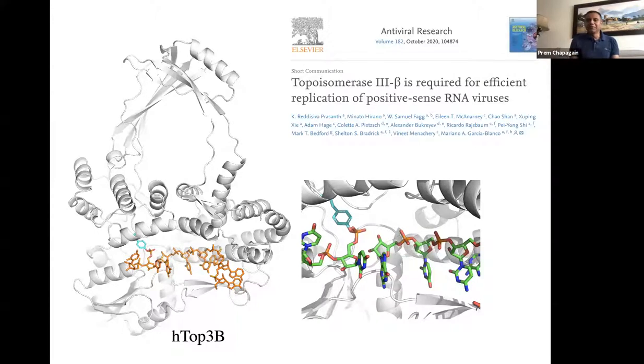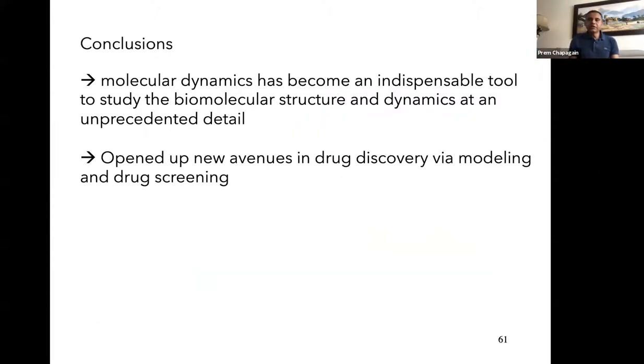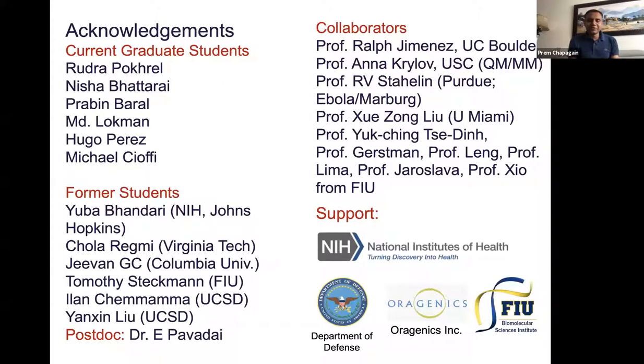filtering of these compounds. So in conclusion, molecular dynamics has become an indispensable tool to study biomolecular structure and dynamics at an unprecedented detail, at atomic scale resolution. And also in time resolution, we can look at even picosecond dynamics. It has opened up new avenues in drug discovery via modeling and drug screening. Thank you so much, and I will be happy to take questions.